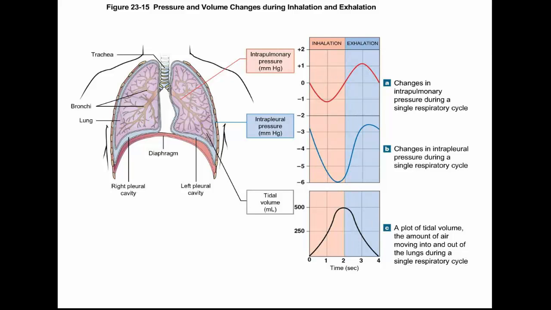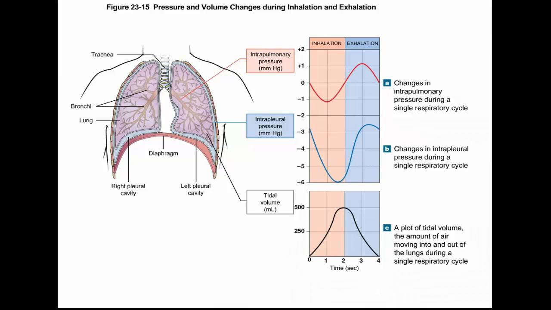So what we're going to do now is just revise those pressures that we were talking about. Here we've got the diagram of the lungs and the diaphragm, the left and right pleural cavity, and you can see that we've got intrapulmonary pressure, intrapleural pressure, and tidal volume. The red line is the intrapulmonary pressure, and then you have intrapleural pressure, which is the blue line, and tidal volume.